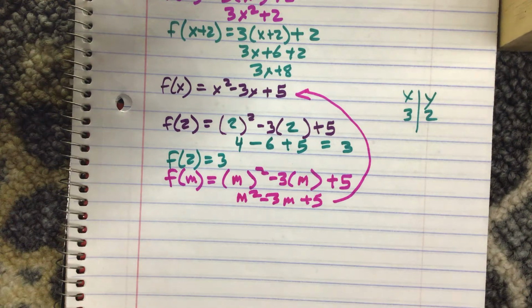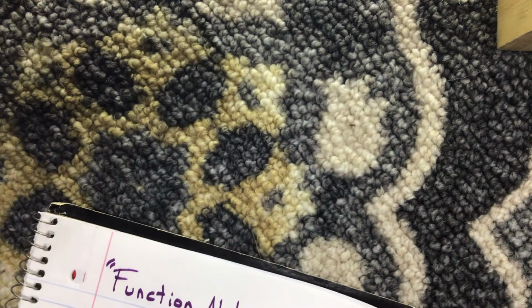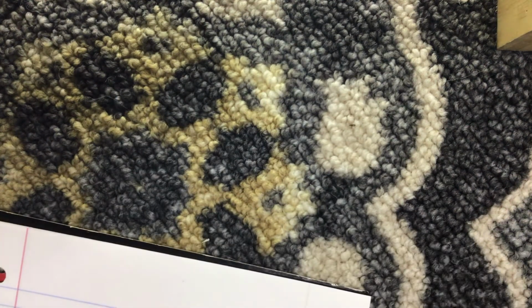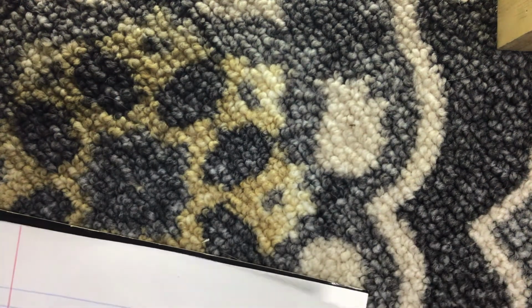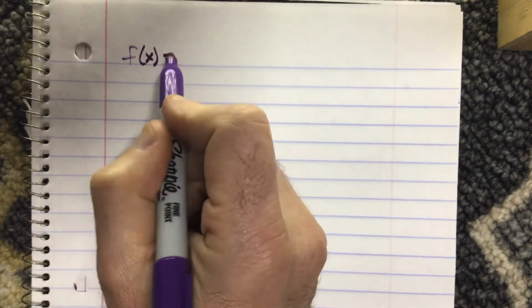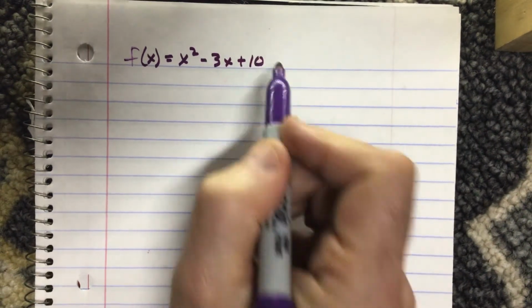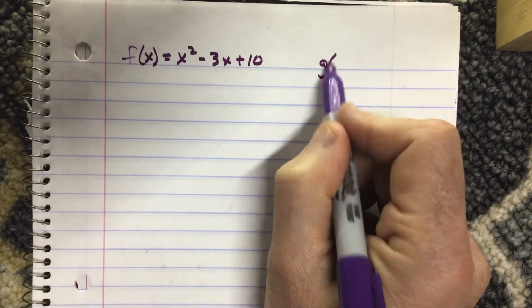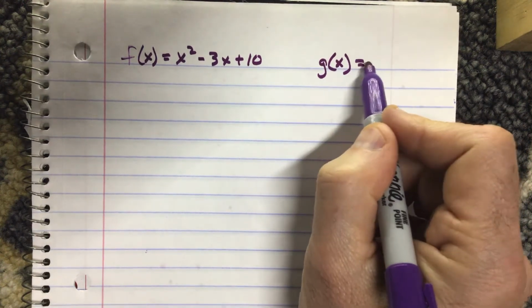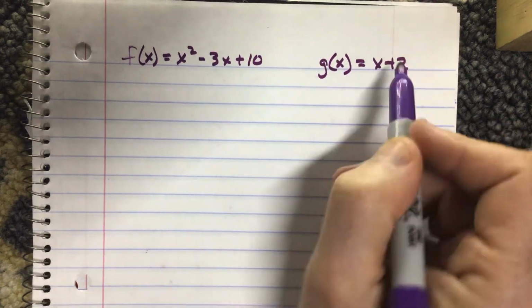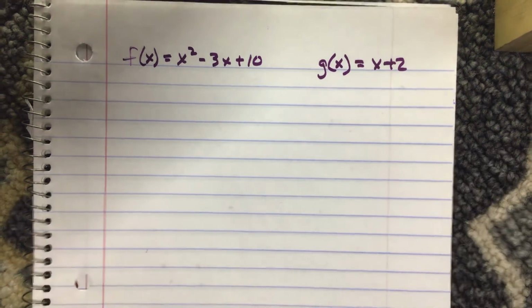Okay, so that's that. I want to show you now that you can do operations with functions. So we can add, subtract, multiply, and divide functions. So if I was to define f of x as x squared minus 3x plus 10, and some other function, g of x, as x plus 2. So these are two different functions. I can add, subtract, multiply, or divide.